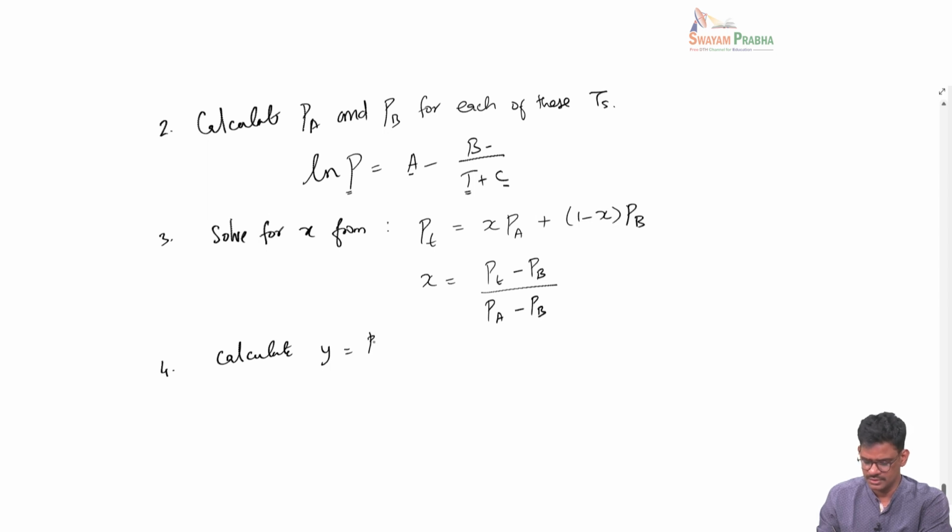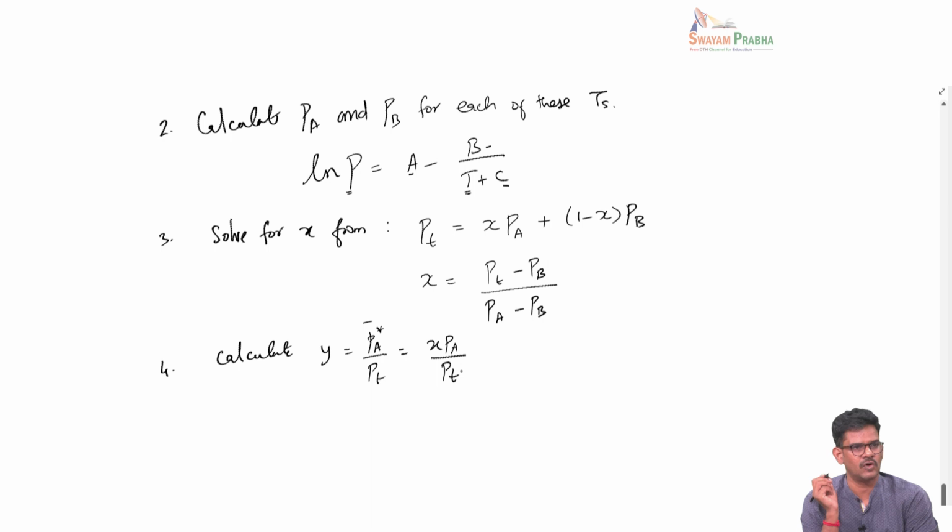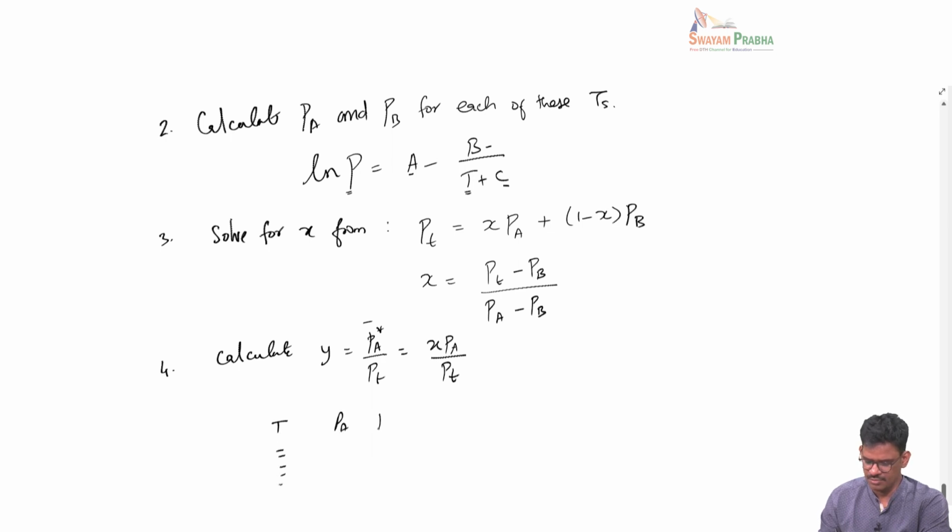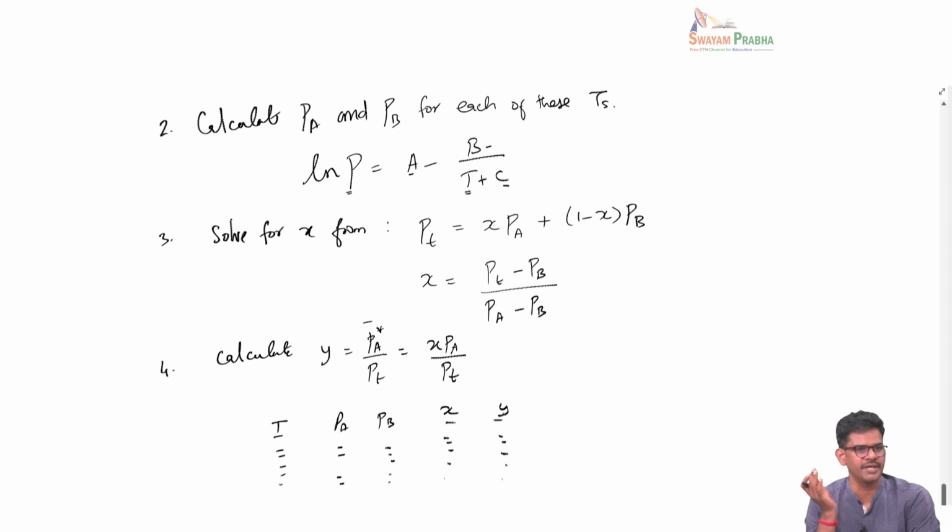from PA star by PT, which is nothing but x times PA by PT. Again, you can do this for all the temperatures. So essentially what you have done is you have chosen a range of temperatures, and then you have got PA and PB for each of these temperatures, and then you have got x, and then you got y. So now I have T-x-y, and I can plot Txy, or I can plot xy also, right.